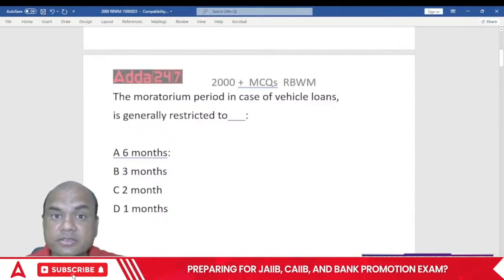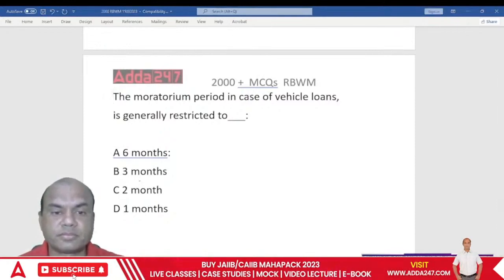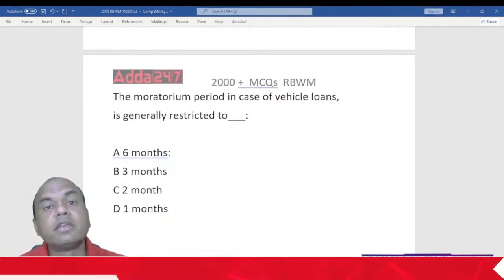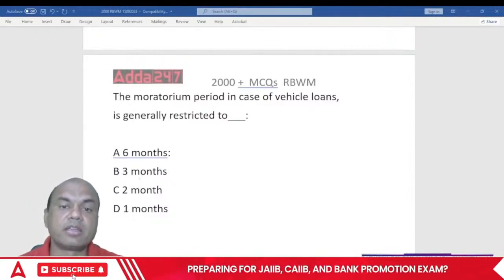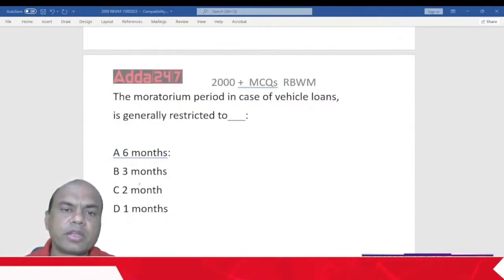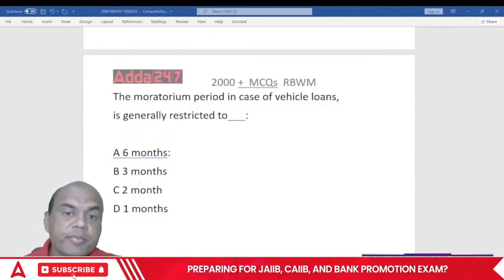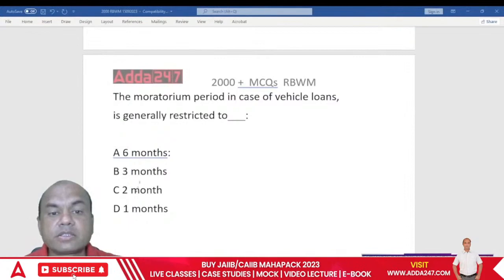Yesterday I have taken this. Type in the comment section, everyone. In home loans, what is the moratorium period? Yeah, it is 18 months, correct. 18 months for new construction. In old houses, no moratorium. Directly disburse it, full amount and take it. Okay, that's it. So, what is it in case of vehicle loans now?